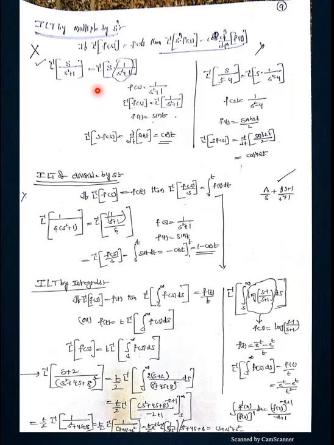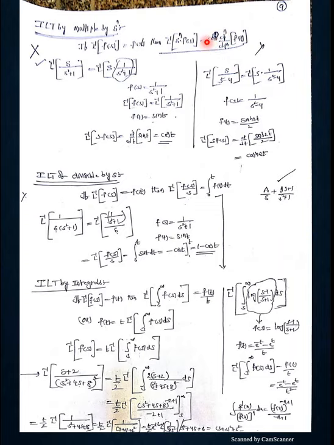Suppose anyone asks in 2 marks L inverse of s by s square plus 1, usually you write cos t for 2 marks. If you want to give a clear solution, it should be written as s into 1 by s square plus 1. What is f of s? 1 by s square plus 1. Whenever you apply inverse on both sides, 1 by s square plus 1 is what here? Sin t. So then what is the formula? Here the derivative of f of t.